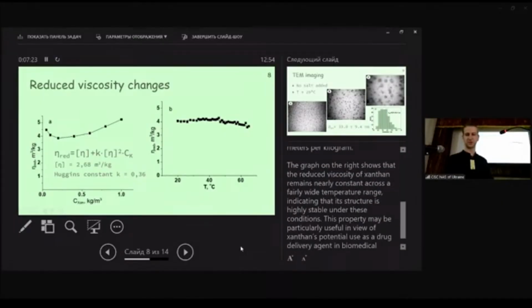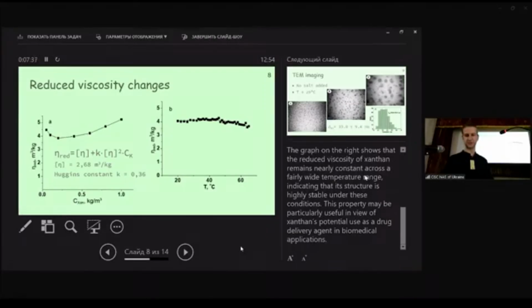The graph on the right shows that the reduced viscosity of xanthan remains nearly constant across a fairly wide temperature range, indicating that its structure is highly stable under these conditions. This property may be particularly useful in view of xanthan's potential use as a drug delivery agent in biomedical applications.